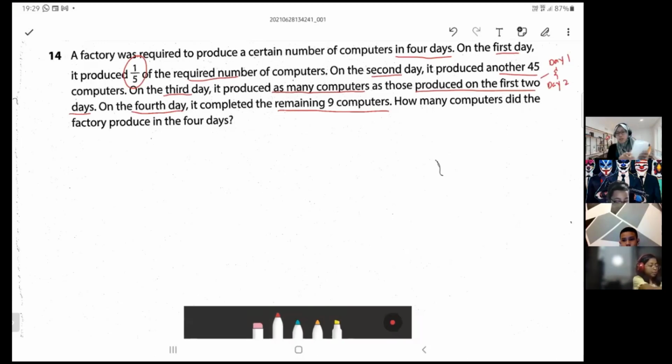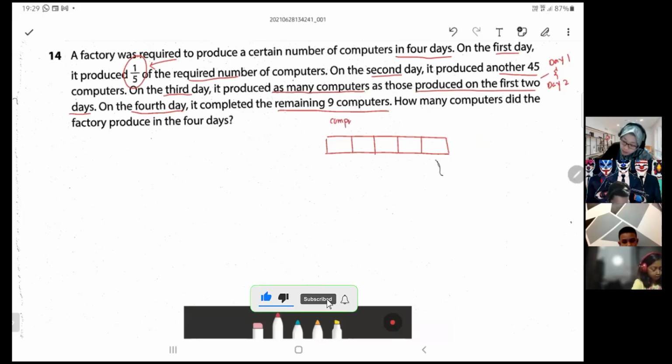Okay, actually very easy, this question. I'm just going to draw a model and then you see what it means. After that, I'm going to list it down, okay? We have 5 parts, right? Five different units because of this 1/5 of the required number of computers. So this is 1, 2, 3, 4, 5. This is not days, but this is the computers needed.